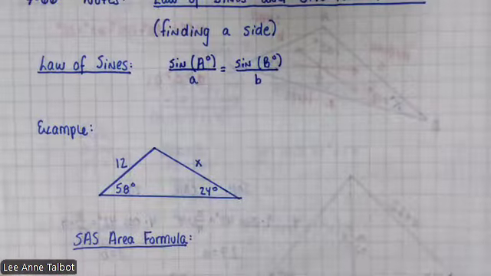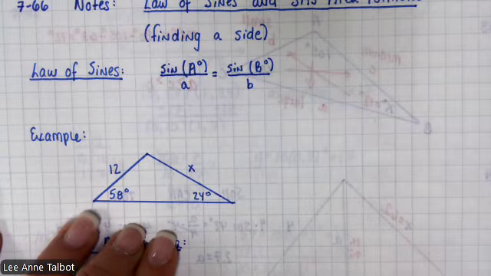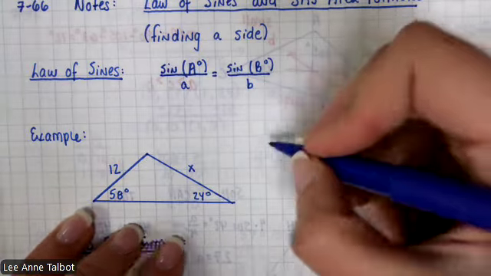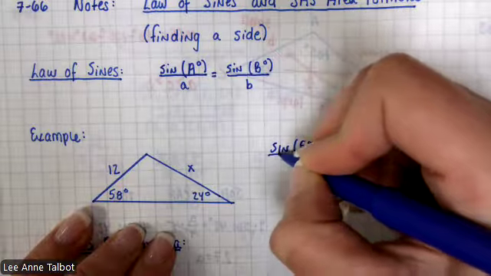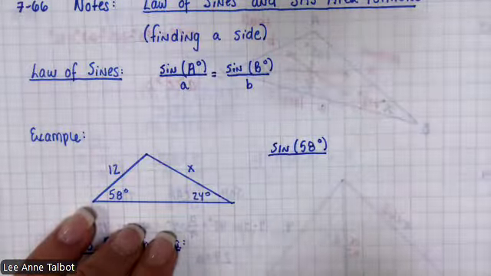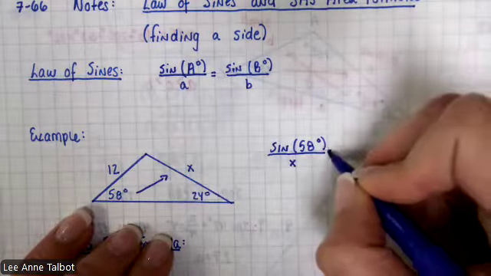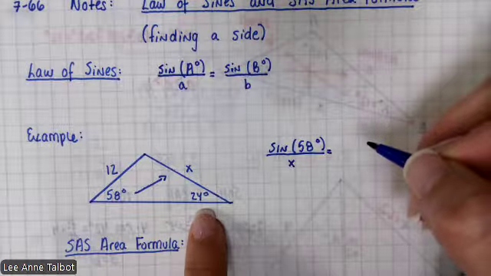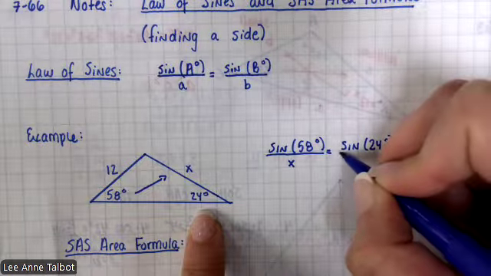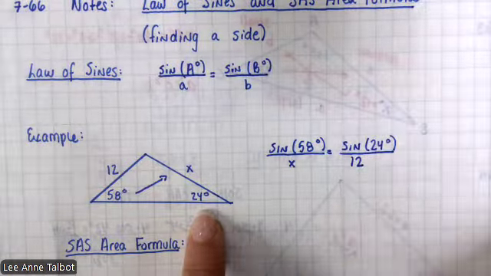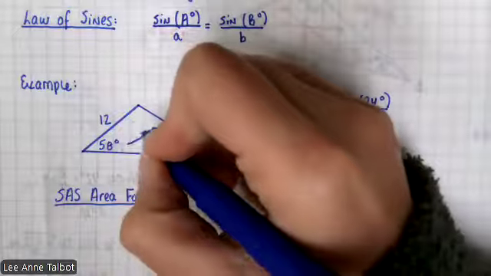Okay, give me an angle in this triangle. Any one of them. 58. Okay. Sine 58 over, okay, what's across? X, beautiful. And you can make these little arrows if it helps you. Equals sine of another angle over the side across. It's not that hard, right? Not too bad.